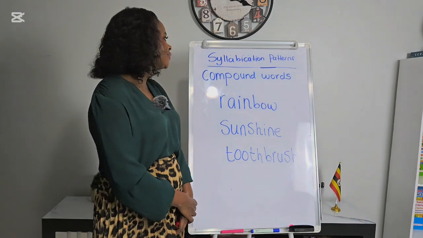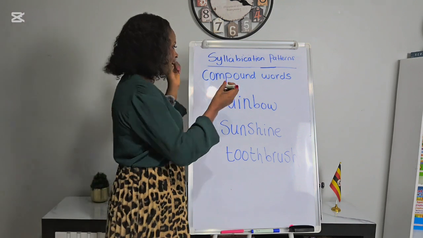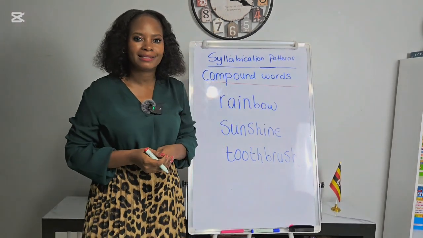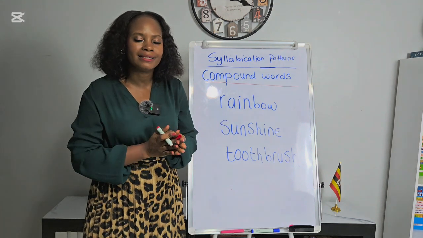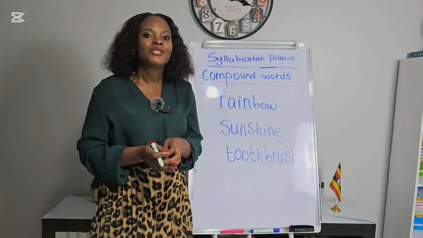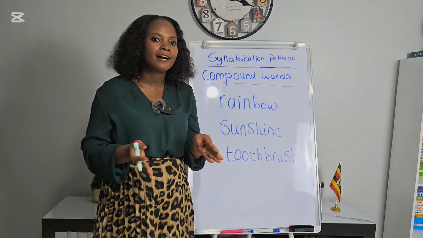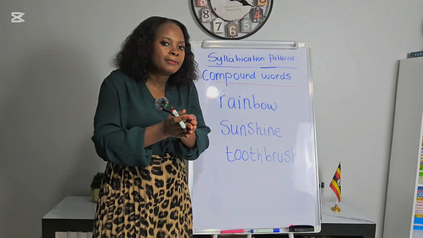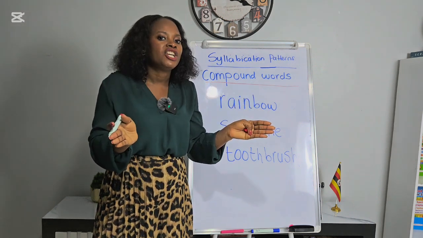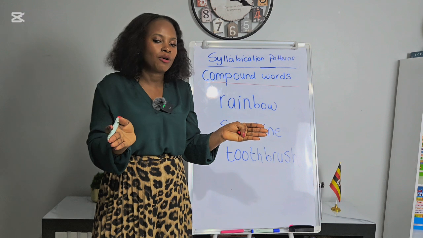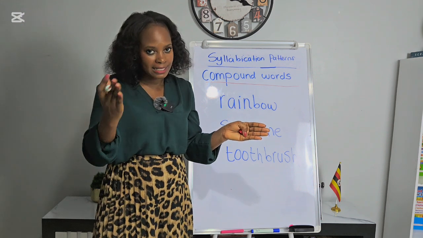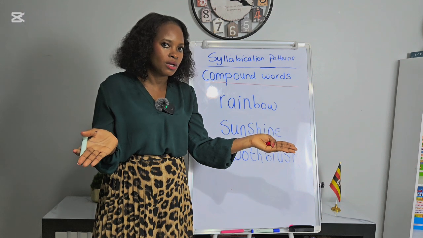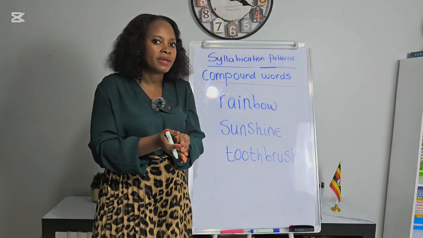In today's lesson, we are going to look at another syllabication pattern, and that is what we call compound words. Say compound words. Compound words. So compound words is when we have two words combined together to make a new word. But when we split those two words apart, each one will make sense on its own. When we combine them together, we make a new word.